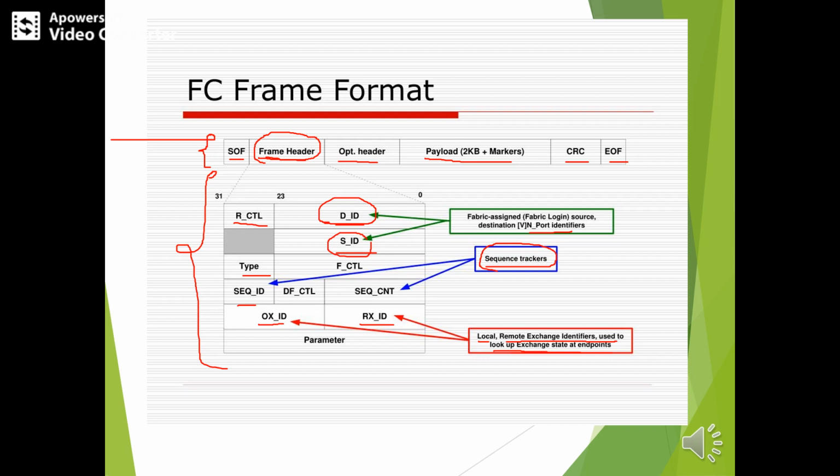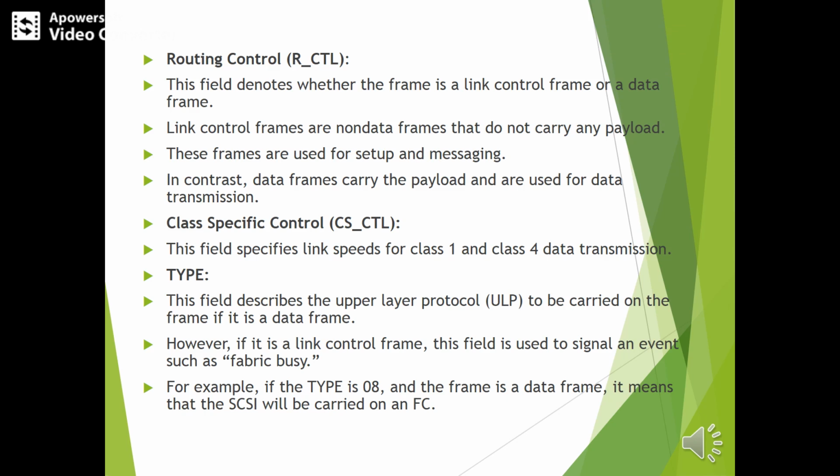So we'll take the individual fields in detail. First we'll take routing control, or RCTL. This field denotes whether the frame is a link control frame or a data frame. So routing control identifies the type of the frame. The type of the frame may be either a link control frame or a data frame.